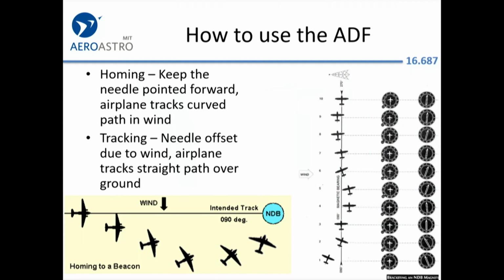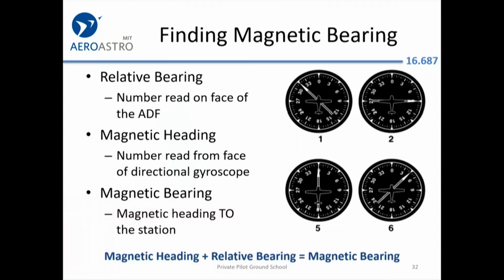Here's something from the pilot's handbook, I think, on how to use an NDB. But you can see that with a heavy wind, you don't end up tracking exactly towards the station. All right, so relative bearing is how far to your left or right the station is, and then you can get the magnetic bearing if you add your own heading in there.